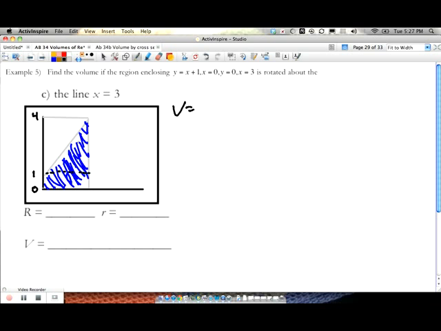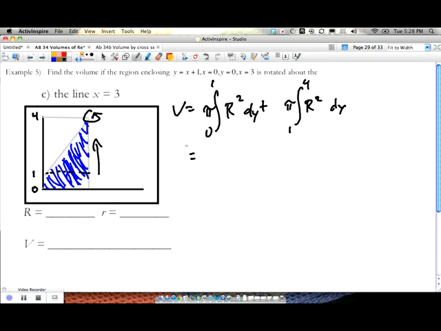Thankfully, it's actually attached the entire time, so I really just have to go from pi r squared. I have to go from 0 to 1, figure out what the big R is, but then see how that changes from 1 to 4. We still have dy because we're going in the y direction. We're traveling this way because we rotate around the line x equals 3.